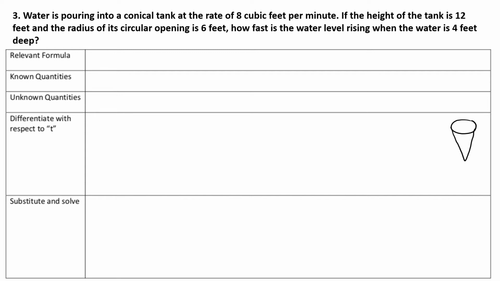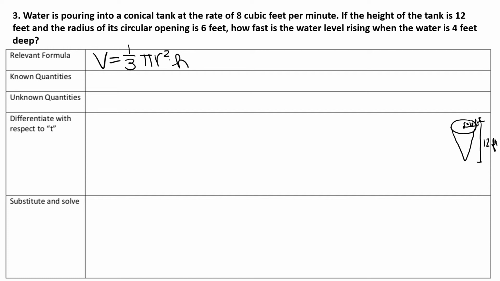If the height of the tank is 12 feet and the radius of its circular opening is 6 feet, that means we have in total a 12-foot tank, and at the very top our radius equals 6 feet. How fast is the water level rising when the water is 4 feet deep? So here we want to be looking at the volume of a cone. Volume of a cone formula is V equals 1/3 pi r squared times the height.